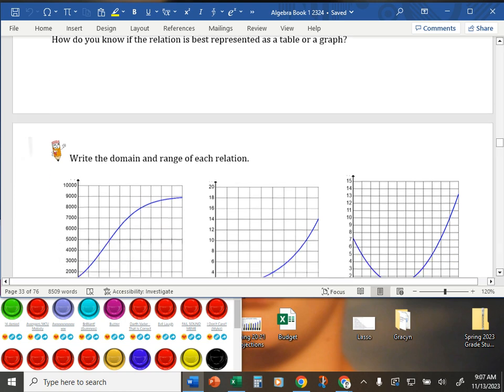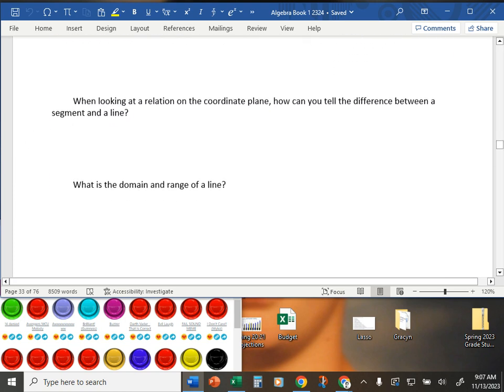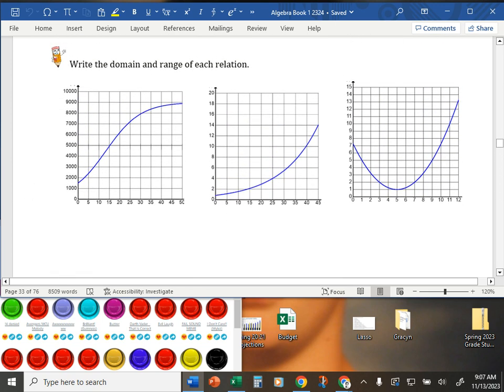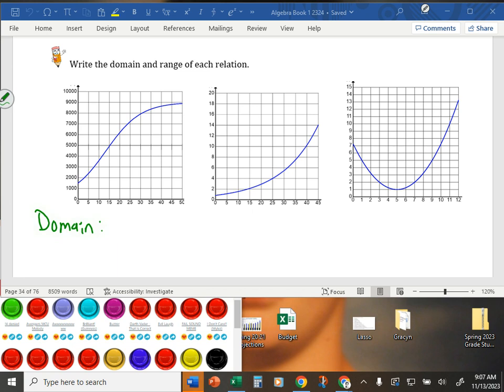Okay. On the back side, we've got several graphs to write the domain and the range of. How do you do that? So for the domain here, on the x-axis, what values are represented? What's the lowest x value that this graph has? James? 0. 0, because it starts all the way on the left, right?